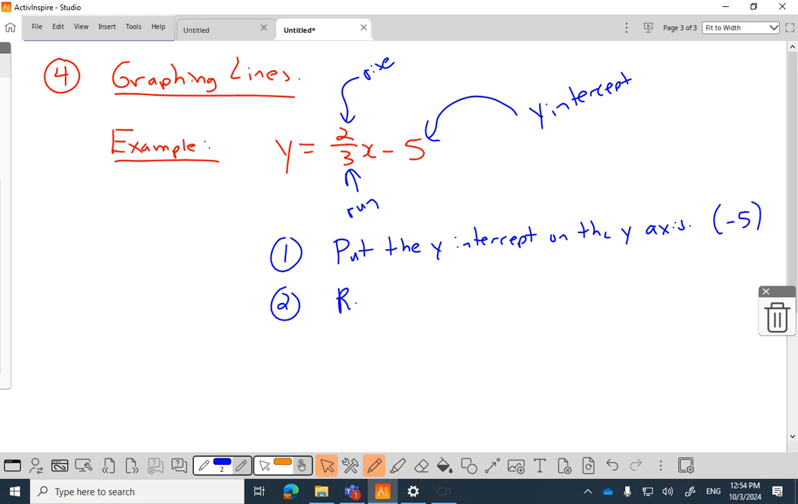Rise 2 and run 3 to get other points. And there's a step 3, but step 3 is nice. Draw the line. Get your ruler out and draw the line.